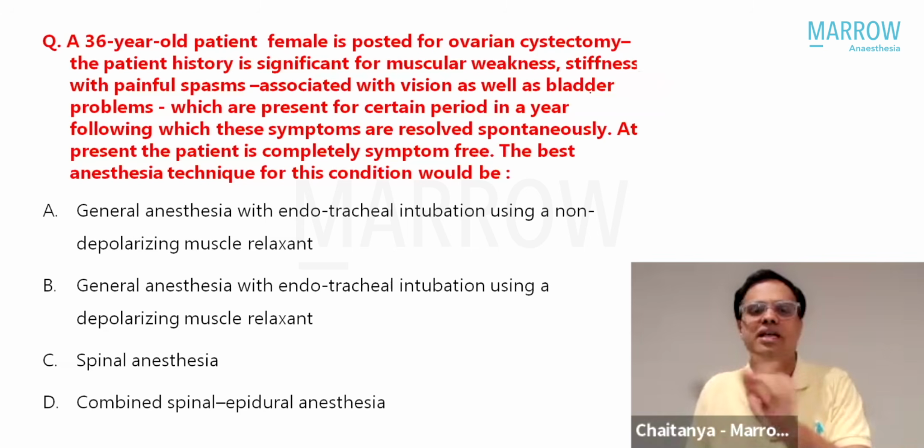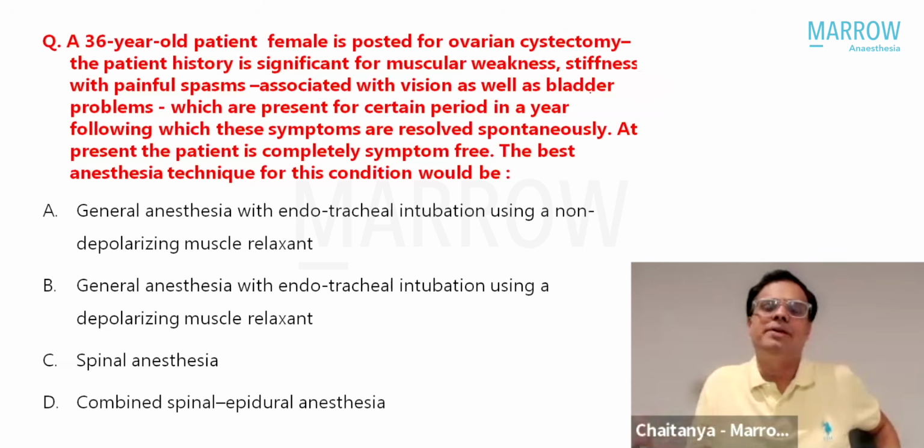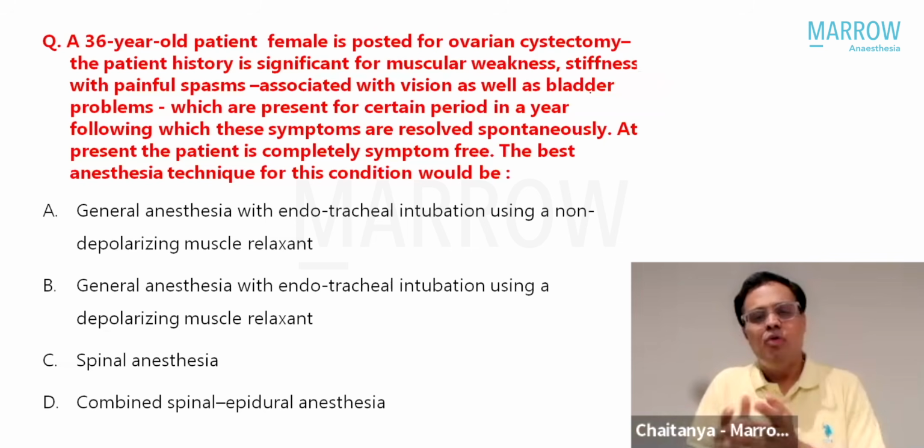Autonomic involvement is multiple sclerosis. Whereas in Eaton-Lambert syndrome, the disease will not be progressive, right? So there is an entirely different pathology. Right, now what is the answer?